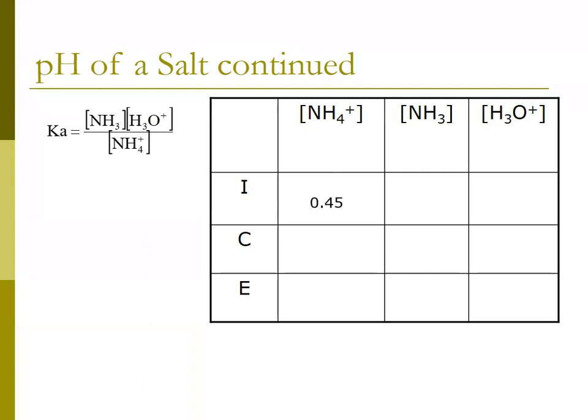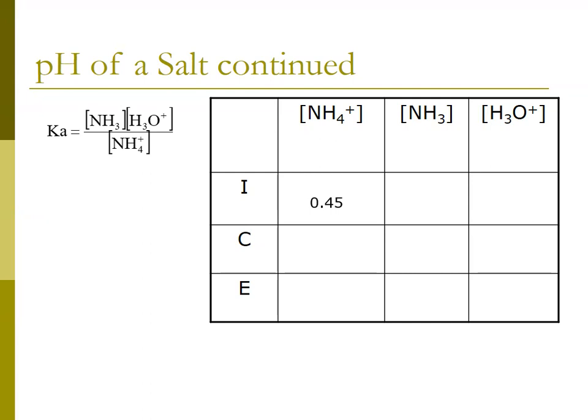Why though? Because ammonium nitrate is soluble. Go back to our solubility rules. All nitrates are soluble, all ammoniums are soluble. So I have 0.45. Now, once again, if that could have been something different, that would have been a mole ratio. If that would have been ammonium sulfate instead of ammonium nitrate, this would have been 0.90, okay, because I would have had to use my stoichiometry.